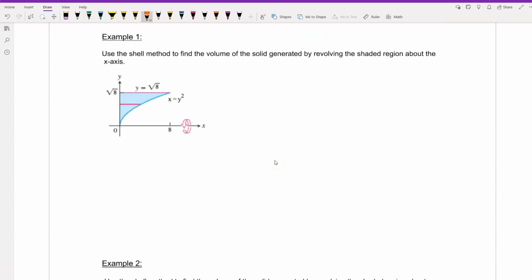Example number 1, use the shell method to find the volume of the solid generated by revolving the shaded region above the x-axis. So here we have to use the shell method to find the volume, and that's one revolving above the x-axis. The volume of a region revolved above a line parallel to the x-axis is given by the formula V equal to the integral from a to b of 2 pi times shell radius times shell height times dy.